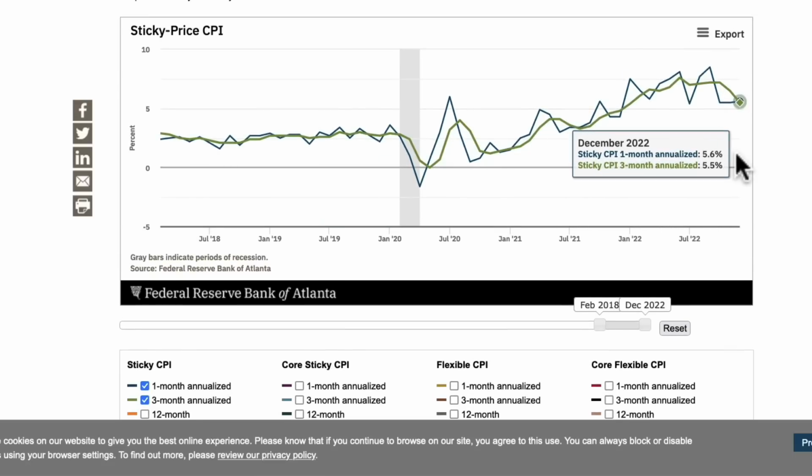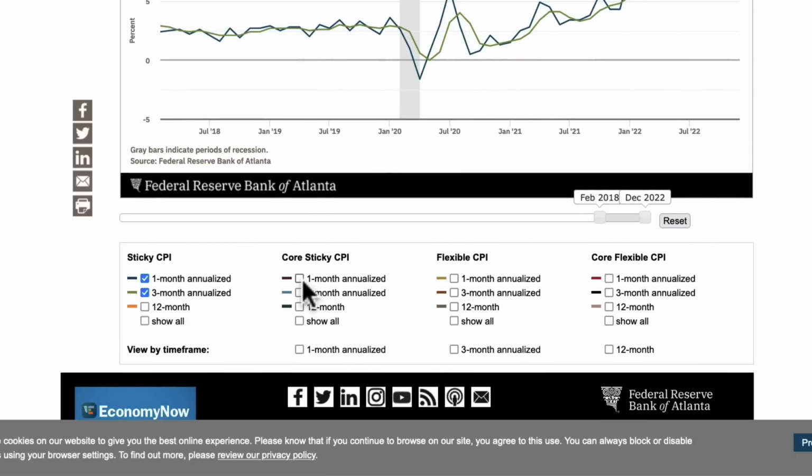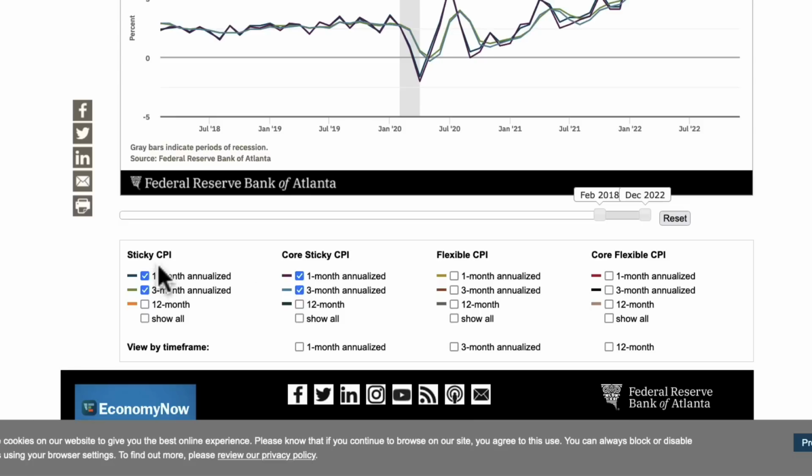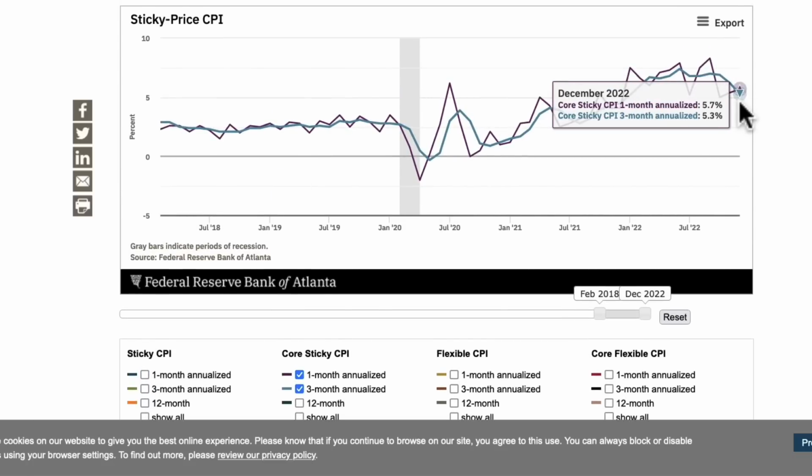If we look at the numbers for December, this is just taking the 1 month, in other words, December over November, just the sticky CPI component, and annualizing it: 5.6%. The 3 month annualized is 5.5%. If we take just core, because that is really the more important one, let's get rid of CPI altogether and look at the 1 month and the 3 month annualized. Core sticky CPI 1 month annualized is 5.7%, and core sticky 3 month annualized is 5.3%.